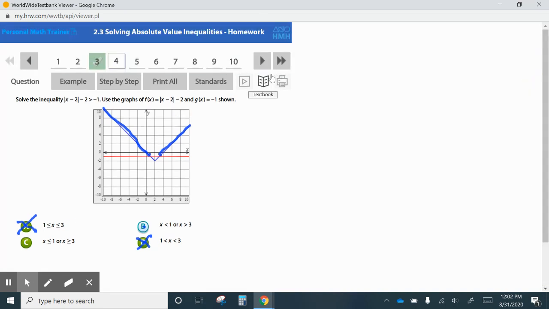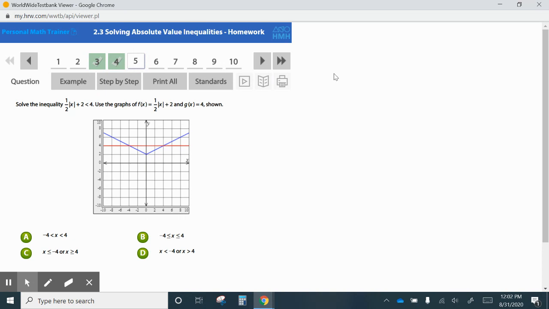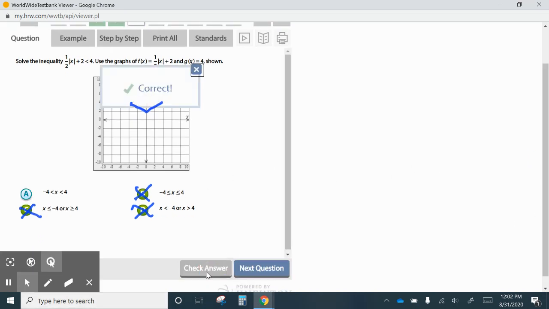All right, now let's look at question number 5. Solve the inequality 1/2 times absolute value of x plus 2 less than 4. Use the graph of f of x equals 1/2 times absolute value of x plus 2 and g of x equals 4. So it's less than, so we're looking at this piece. We know it's between, so it's not an or statement, so it's not D. This has no line underneath, so the answer has no line underneath. So it's between negative 4 and 4. So the answer is A. Okay, let's check the answer. Correct.